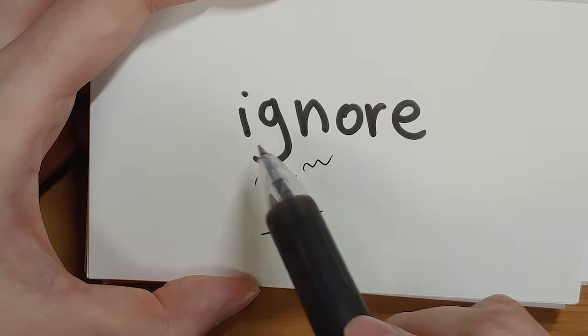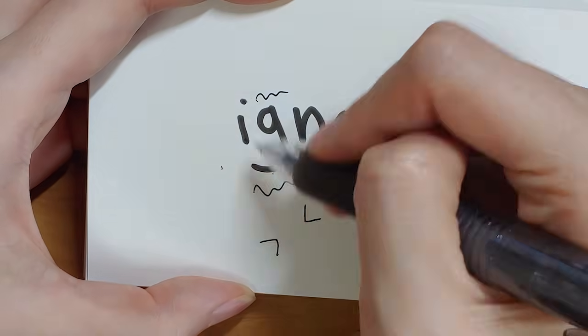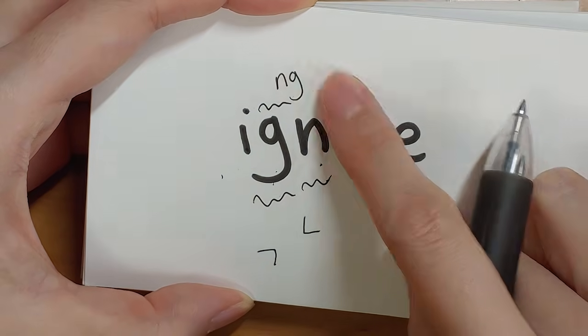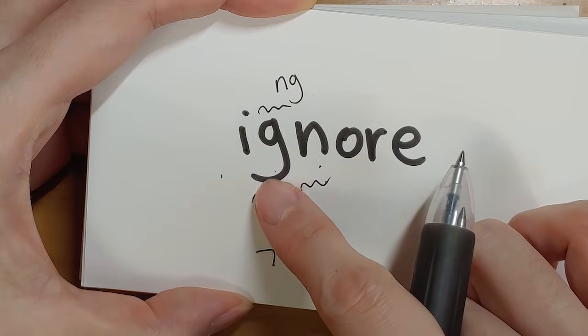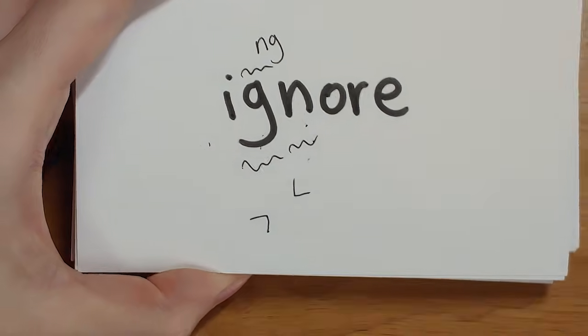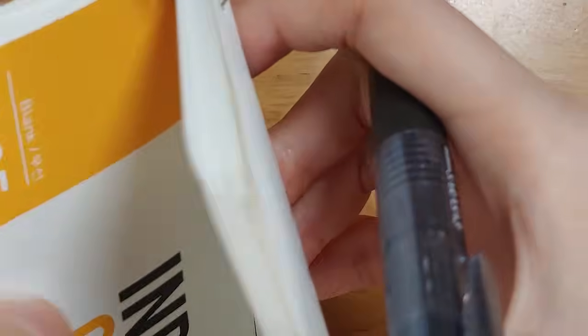So you don't say ignore with the hard sound. The uk sound kind of softens as soon as it meets the n sound, right? So it becomes ignore. And the same thing happens when 기역 받침 is combined with the 니은 consonant. So let's look at the example words.